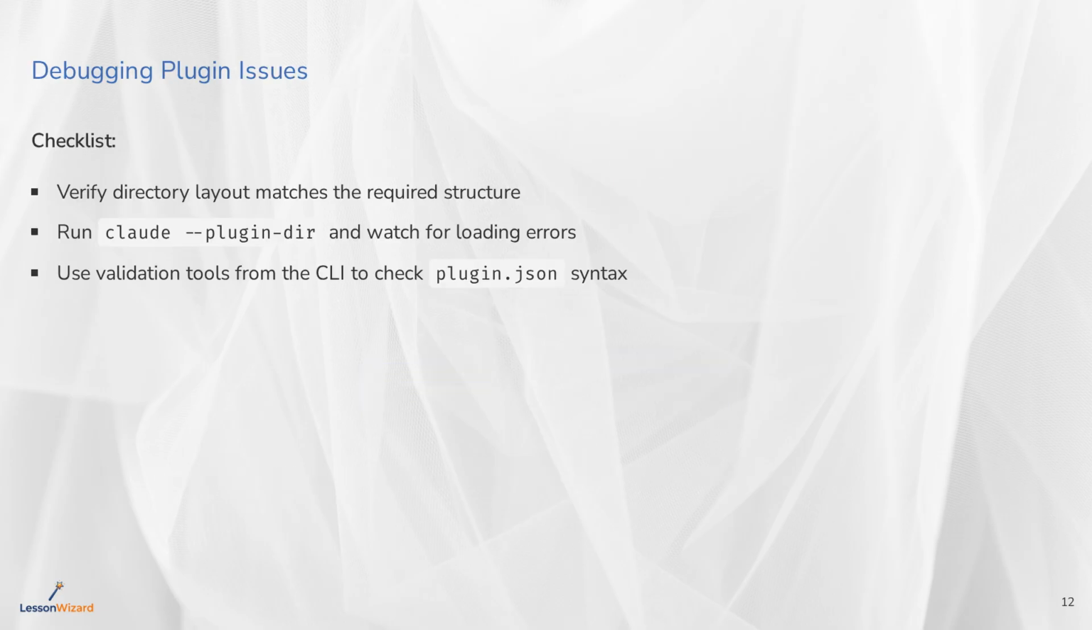When a plugin misbehaves, first confirm the folder hierarchy is correct. Then run Claude with the plugin directory and observe any error messages. The CLI offers validation commands that can pinpoint malformed JSON or missing files, streamlining the debugging process.